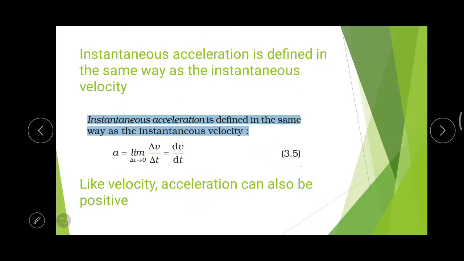This was the equation for the instantaneous velocity. In the same way, the instantaneous acceleration a is equal to the limit as delta t tends to 0 of delta v divided by delta t. Here the delta v and delta t values are very small, hence we can write it as a differential, dv by dt. So the instantaneous acceleration a is equal to dv divided by dt.